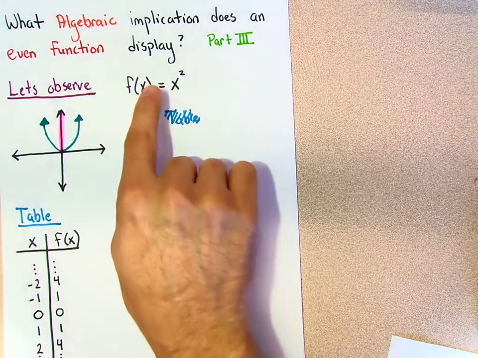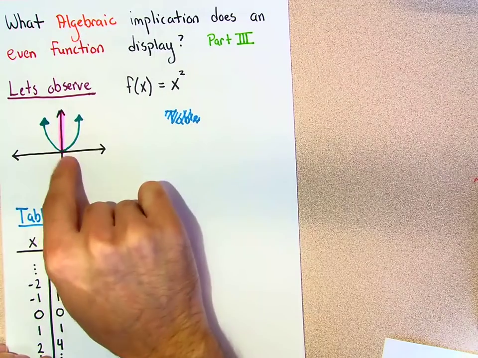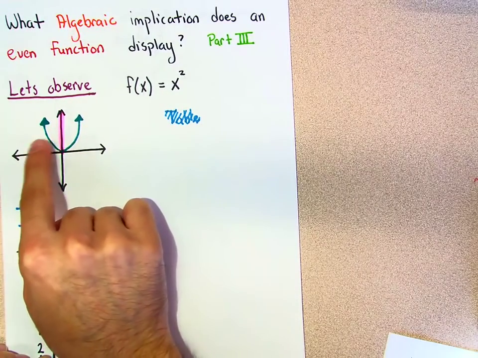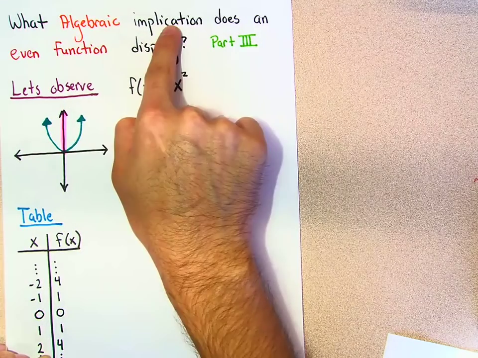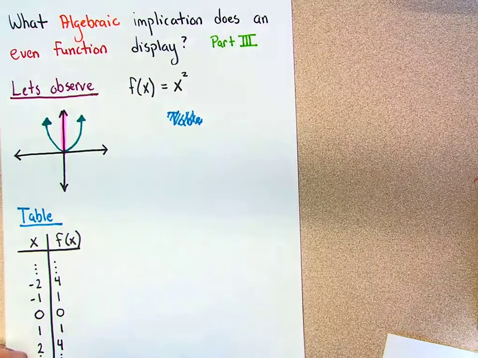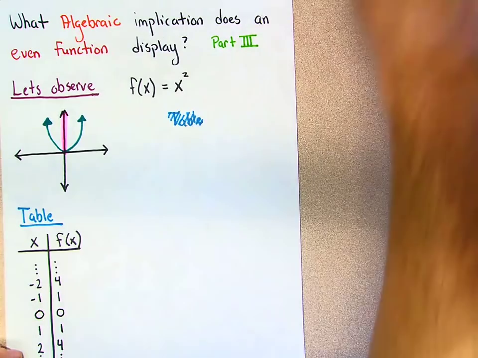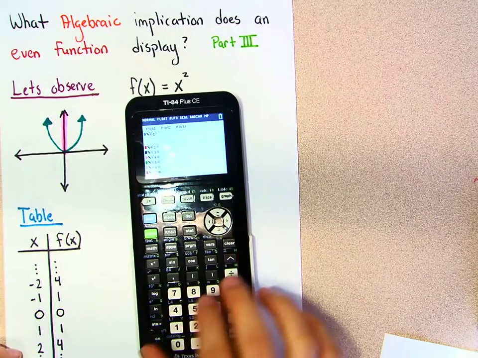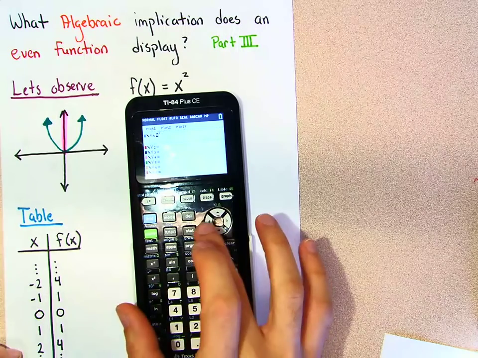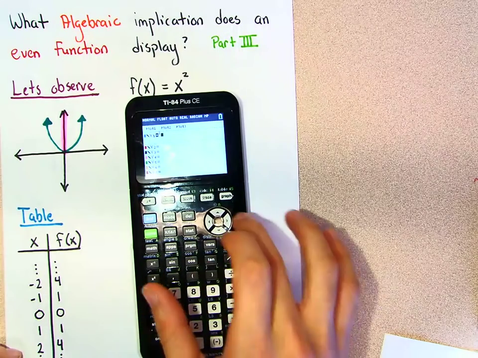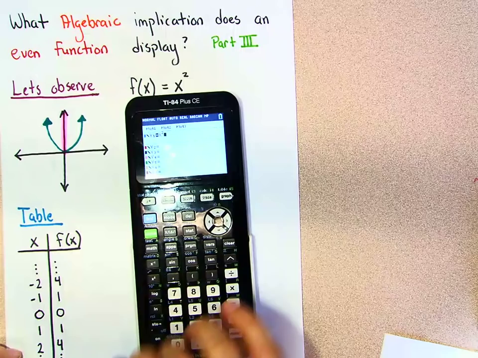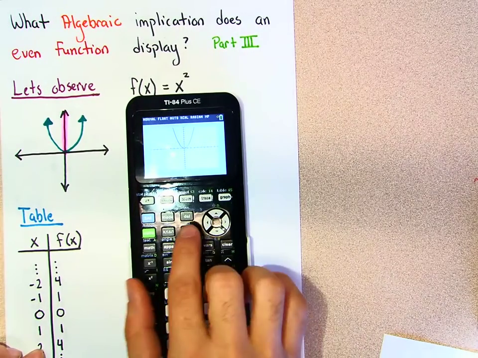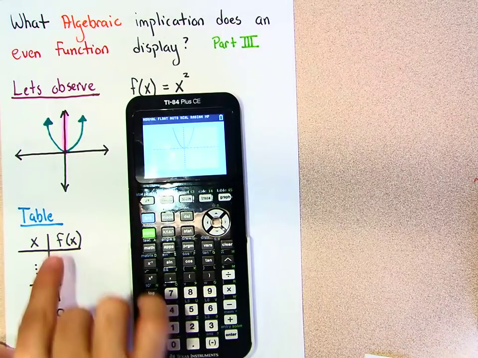So here, the idea is graphically we understand it's even because there's a symmetry with the y-axis. But what are the algebraic implications that are happening here? So let's take a look at this. If I go to my calculator and I put in x squared, and if I hit graph, what does it look like? It looks like this. But let's see what the table of values are.